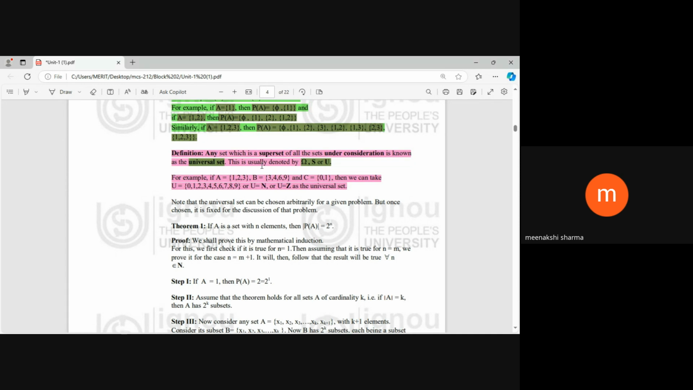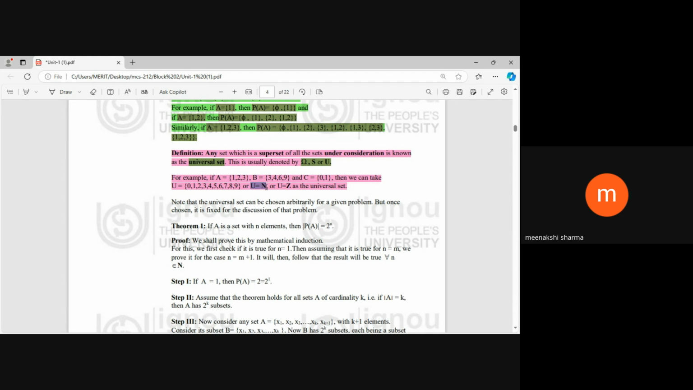Do the students understand or not? This is the definition of universal set. Does anyone have a doubt about this? No, ma'am. Okay, I will explain. A equals {1, 2, 3}. Set A has three elements, 1, 2, 3. Set B has four elements, 3, 4, 6, 9. Set C has two elements, 0 and 1. The universal set is a combination of the three, set A, set B, set C. That's why we take 0, 1, 2, 3, 4, 5, 6.